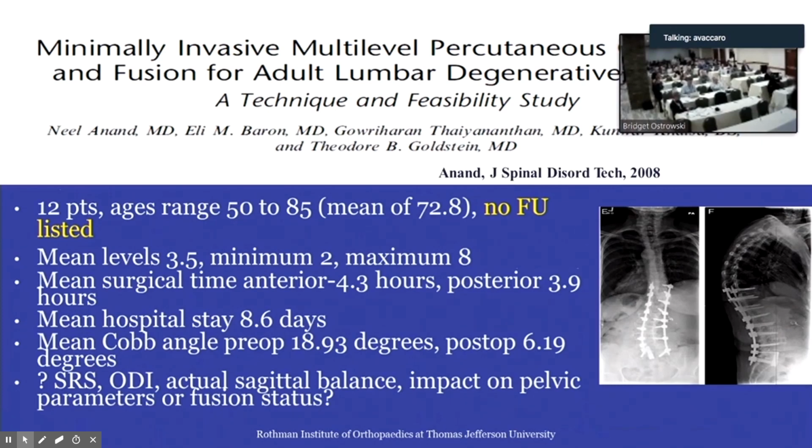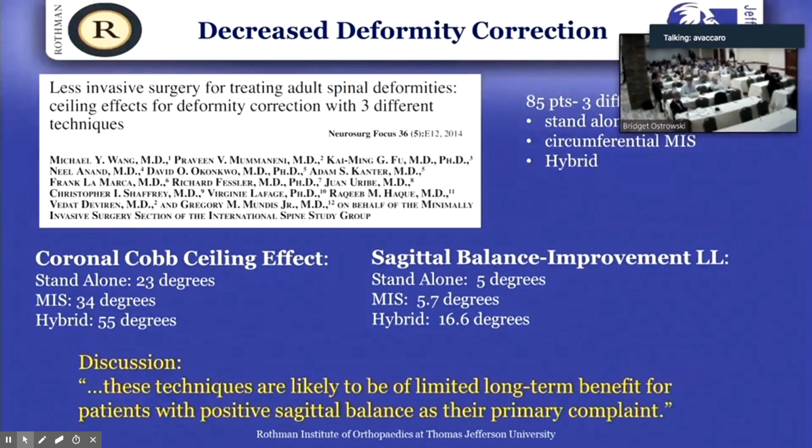But what stands out in this paper to me is the deformity cases had an average of 3.5 levels, and they took about an hour a level anteriorly. That's a lot of time. Mean hospital stay, 8.6 days. You should be able to get a deformity patient home in 2 to 3 days. And if you look at the literature closely, a lot of these papers show outcomes that we would not consider optimum. This was, I think, the best paper from Wang.